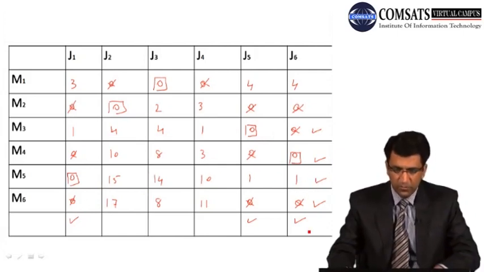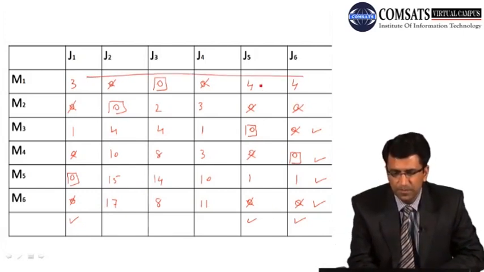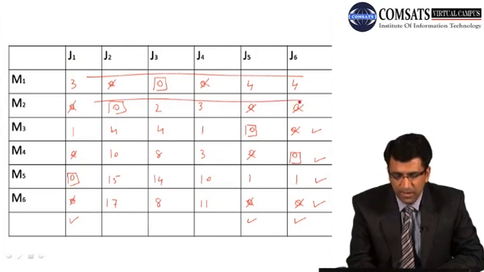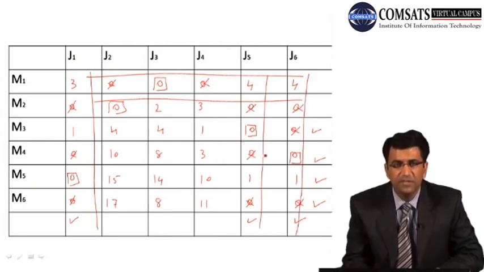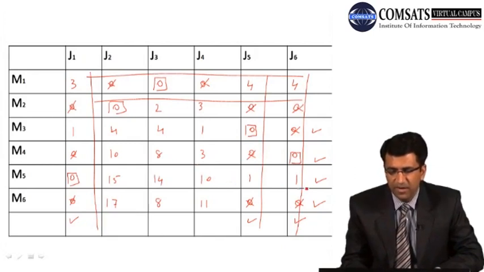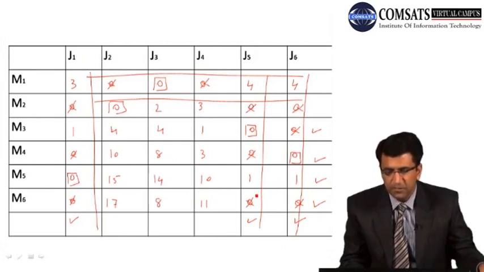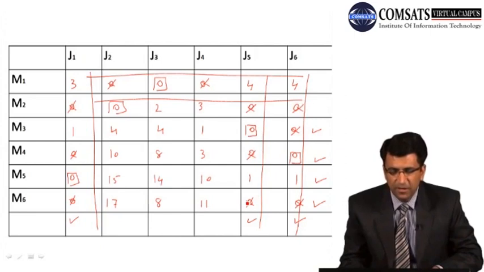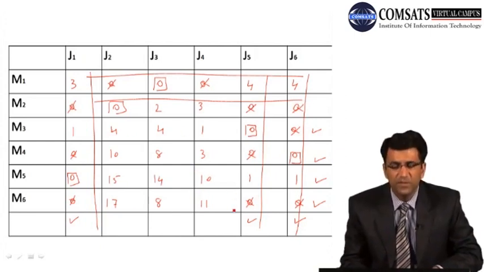After this ticking, we will draw the lines on the unticked rows. These are the unticked rows and the ticked columns. Again class, the number of lines drawn must be equal to the number of assignments. There were 5 assignments in this table and the number of lines drawn is also 5, so that means we are going fine. After this line drawing, we'll have to find the minimum number out of the numbers through which no line is passed.